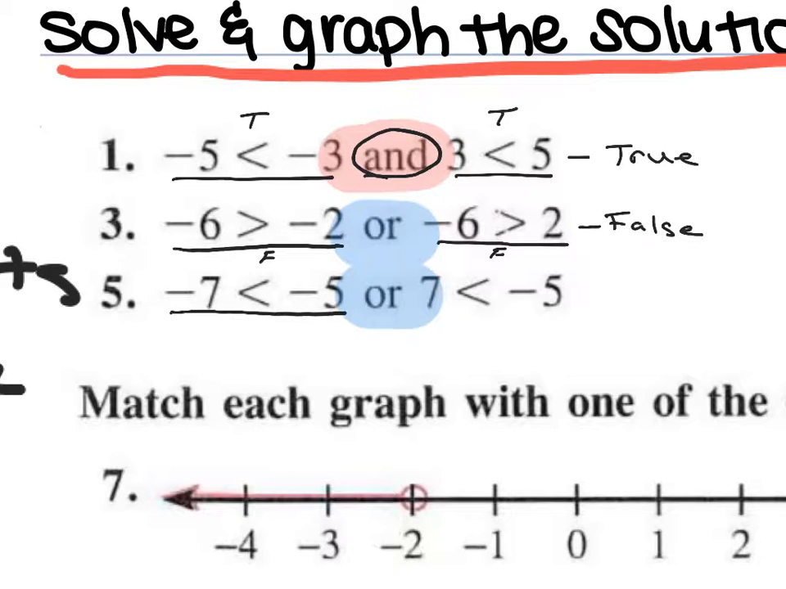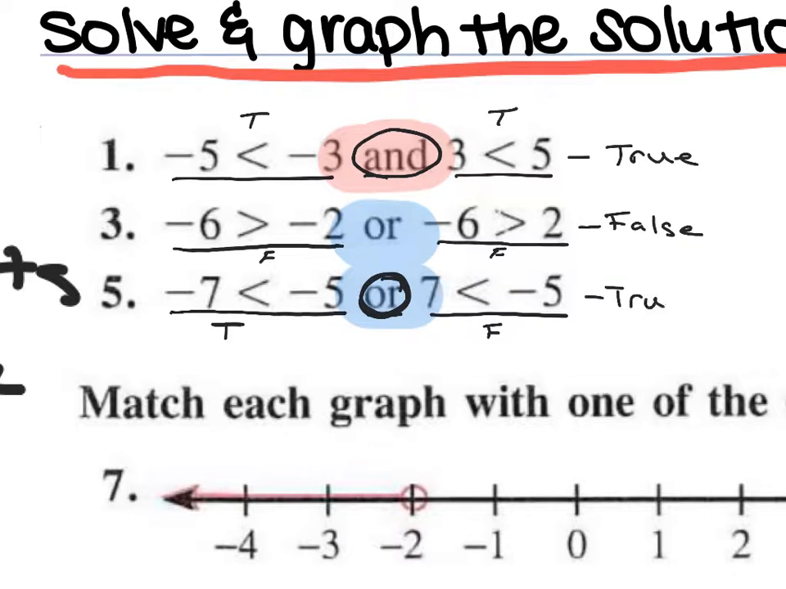-7 is less than -5. True. Do we already know what the final answer to this is going to be? Yes, because it's or. If one of them is true, they're both going to be. But let's check the other one. 7 is less than -5. That's false. But since the word or means that as long as one of them is true, then we can write true.